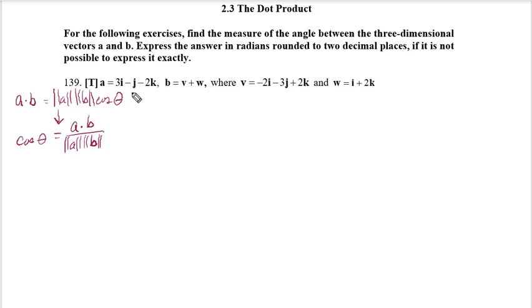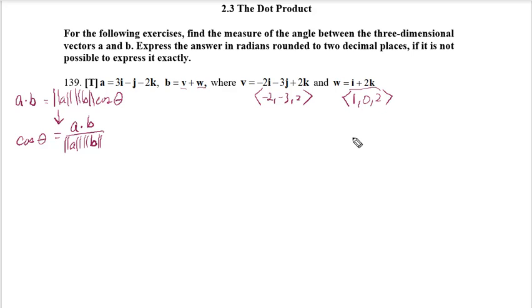So here's vector A. That's pretty straightforward. But vector B is V plus W, so we've got to add these two vectors. I prefer to do vectors in component form because, as you can see here with the W vector, there's not a middle component, and that gets a little confusing when you're adding those. Vector V then is <-2, -3, 2>, and vector W is <1, 0, 2>.